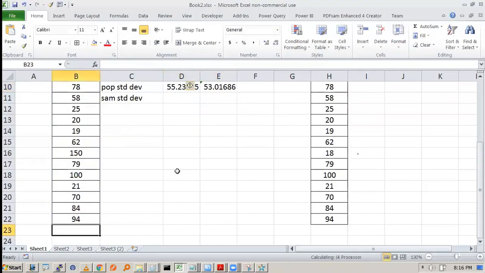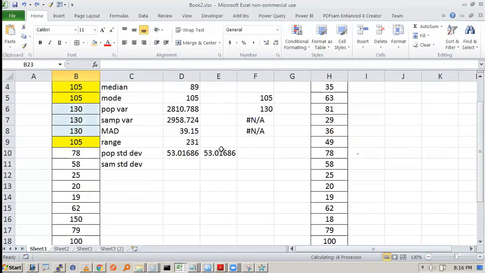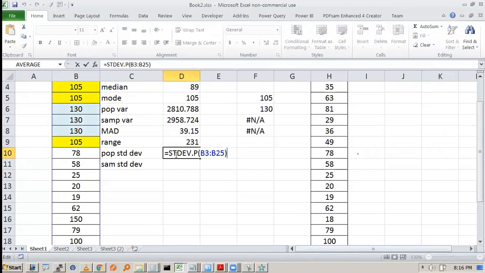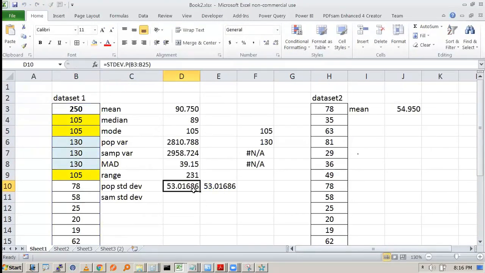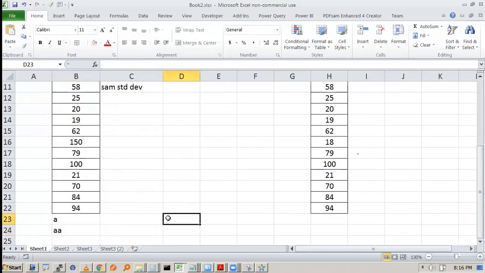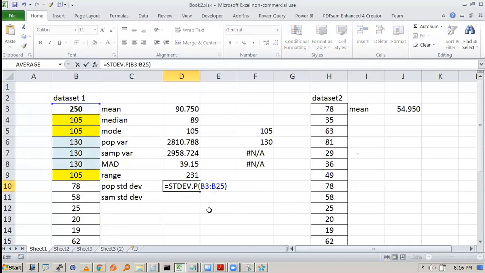So please note that if a number is not there, it doesn't mean 0. Nothing is there, it's blank. It is not taken into consideration. If I write A here, again it is not taken into consideration. If I write AA, it is not taken into consideration, right?